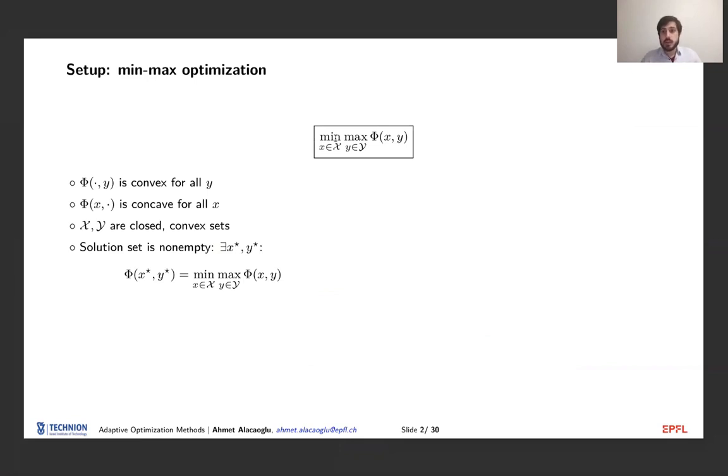The main assumption about the problem is that it will be convex in x, the min variable, and concave in y, the max variable. The constraint sets, calligraphic X and Y, will be closed and convex, and we will assume that the solution set is non-empty, which means that there exist primal and dual points x star, y star, such that the min-max value is achieved.